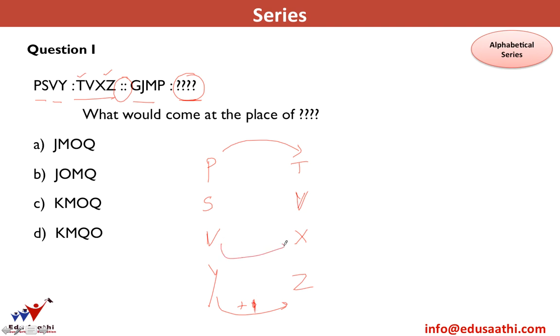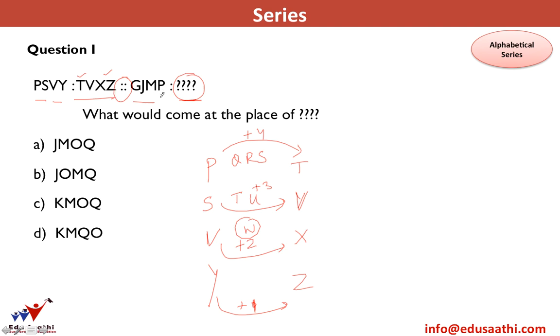Now V plus 2 is X. I have W in between and then I have X. Now S to V I have T, U and then V. So this is plus 3. Similarly P to T I will have plus 4. Q, R and S. So what is the logic used here? That the last element Y here is replaced by Z.